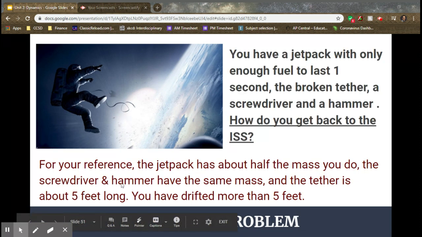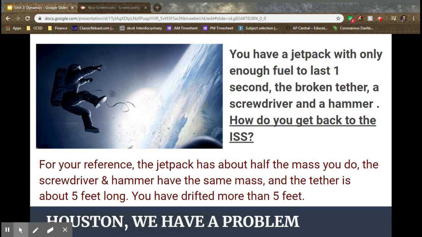The screwdriver and the hammer have the same mass as each other, but they're still relatively small compared to you. The tether is 5 feet long, but you've drifted more than 5 feet away, so that tether will not reach the space station. You're not going to be able to hook anything on it. So my question for you is, how do you get back to the International Space Station?